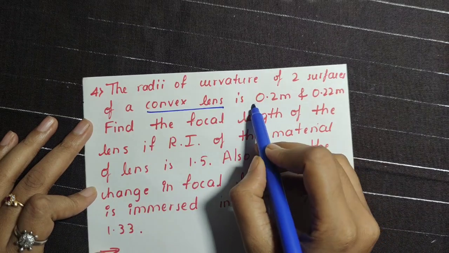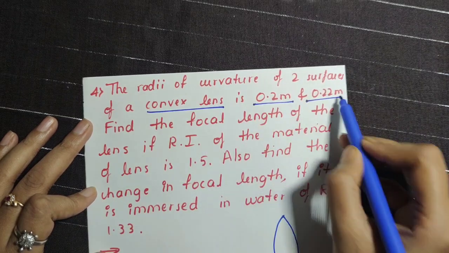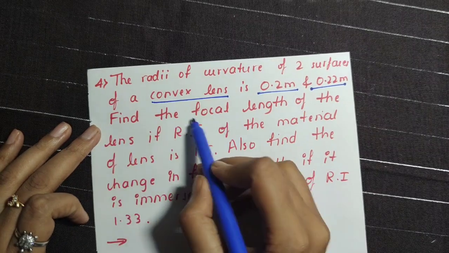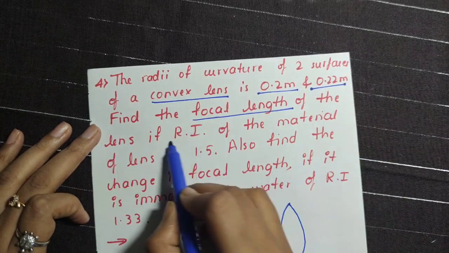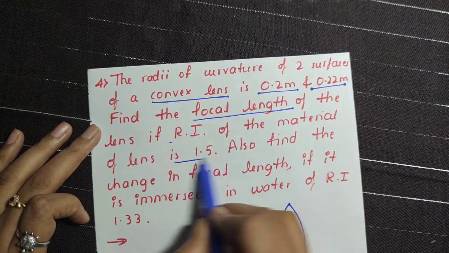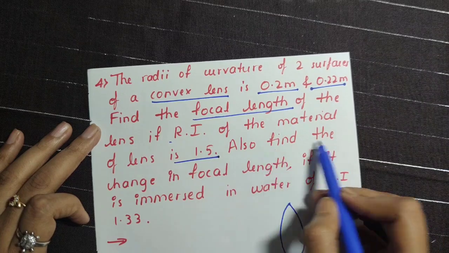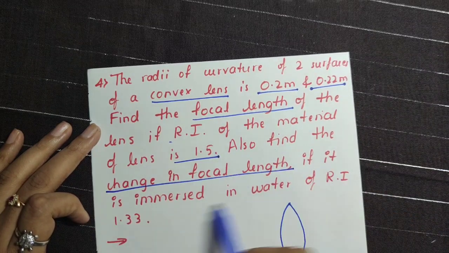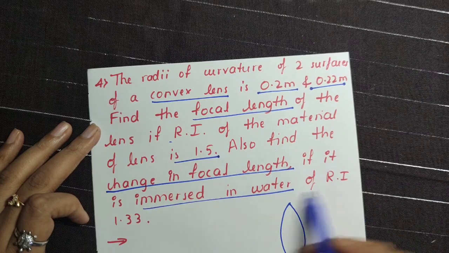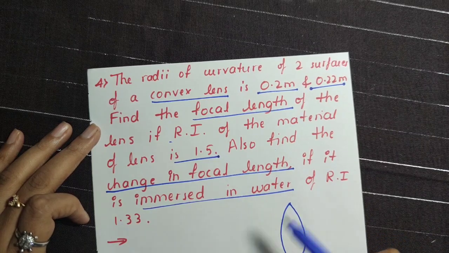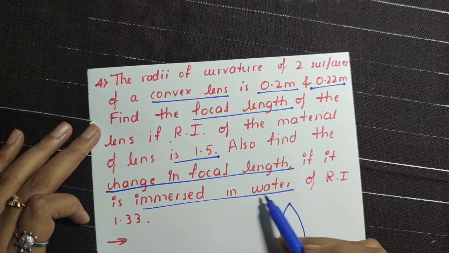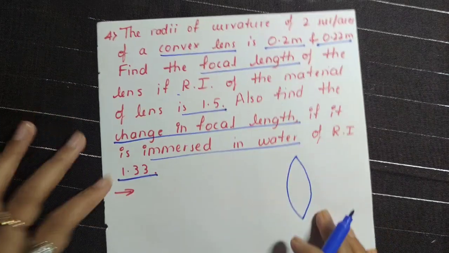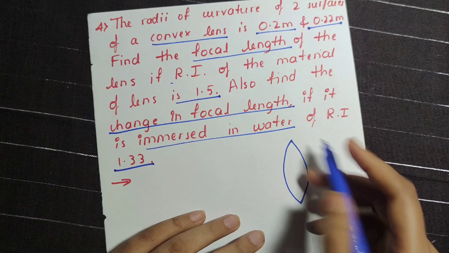Understand the question first. The radii of curvature of the two surfaces of a convex lens are 0.2 meter and 0.22 meter. Find the focal length of the lens if the refractive index of the material is 1.5. Also find the change in focal length if it is immersed in water, where the refractive index of water is 1.33. I have already drawn the lens here.